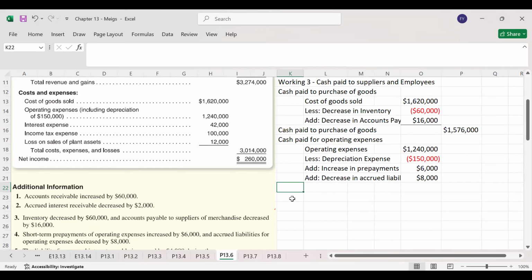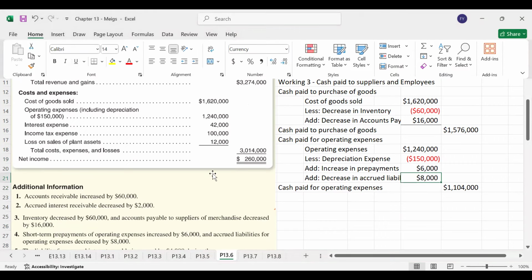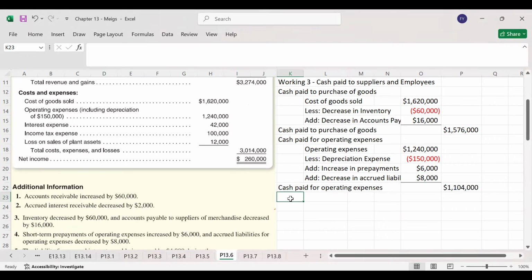Here we have cash paid for operating expenses. You can check the total amount, which is 1.104 million. So what we are going to do, present in the outer column, and in the last, by adding these two, we can get the cash paid to the suppliers and employees.